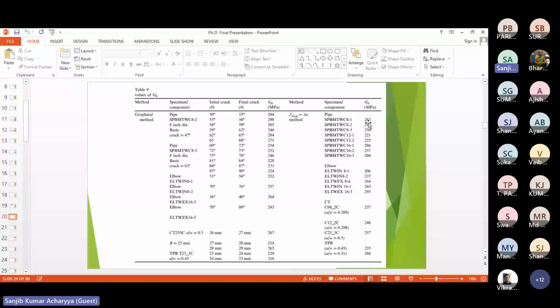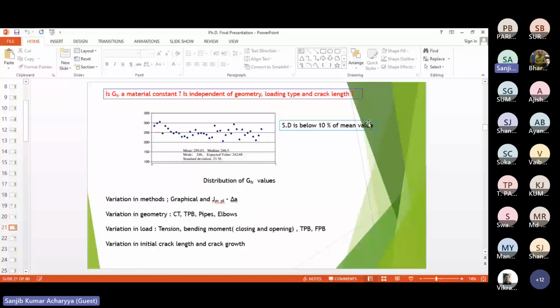And then we tried to estimate the standard deviation of the data obtained. What we obtained is that the mean value came around 250 with a standard deviation of 23.76. From this data, we can measure the nature of the scatter and estimate the scatter. The standard deviation is estimated to be less than 10% of the mean value, which gives some confidence that there is a possibility of GFR to be used as a material property, even with the variation.